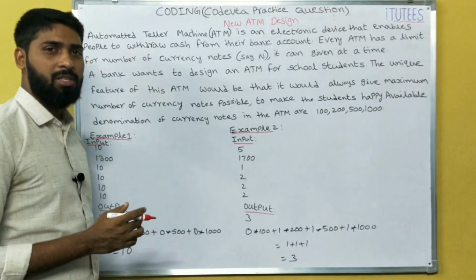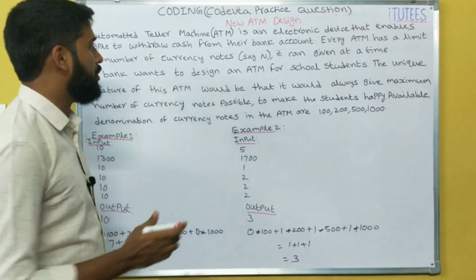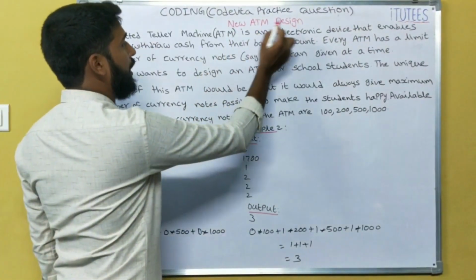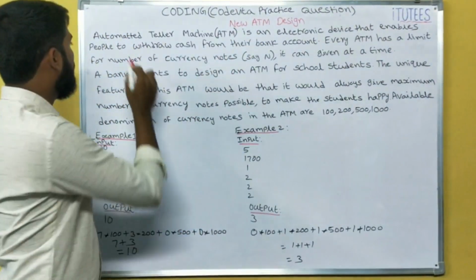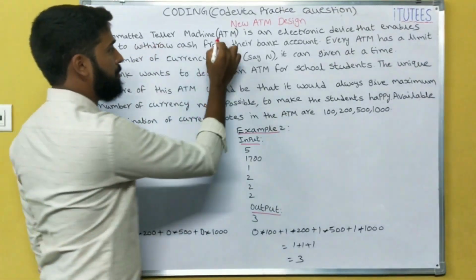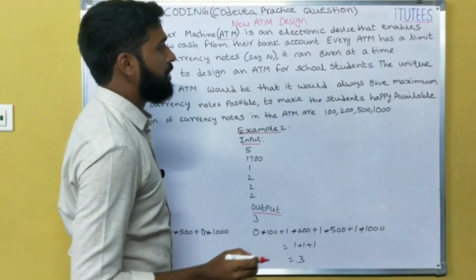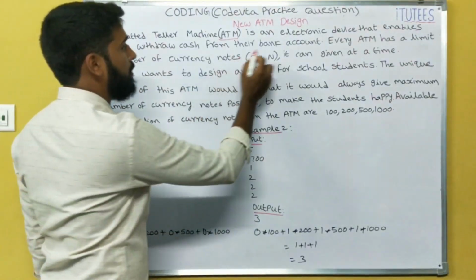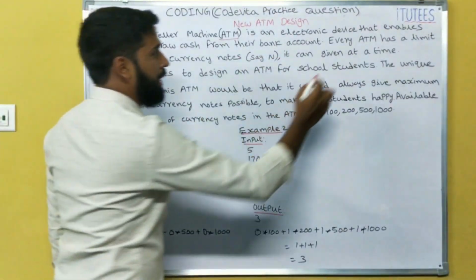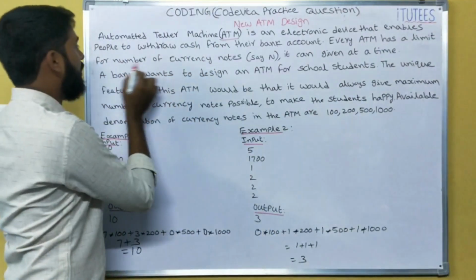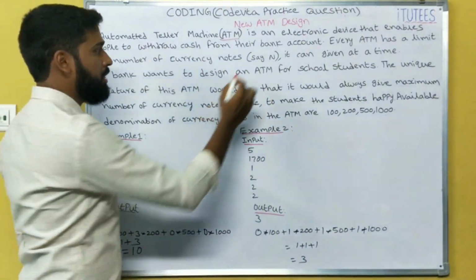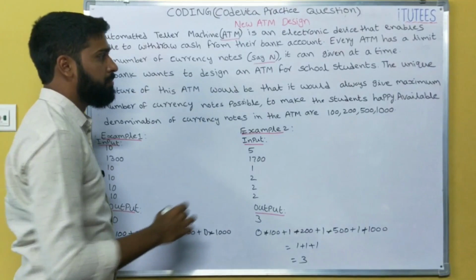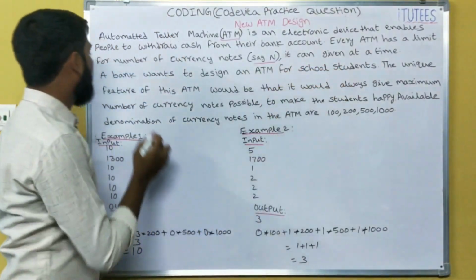So now we are going to discuss one CodeBeta practice question. The question is new ATM design. An automated teller machine, that means ATM, is an electronic device that enables people to withdraw cash from their bank account. Every ATM has a limit for the number of currency notes, say N, it can give at a time.